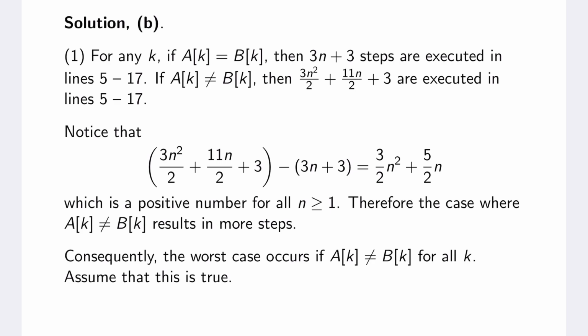Anywho, their difference is a positive number, so we know for sure that this function is always greater than this function for all positive n. Recall that this greater function is the one that we got from analyzing the case where AK was not equal to BK. So this means that the worst case occurs if AK is not equal to BK for all K. So all elements of A and B are distinct from the corresponding ones.